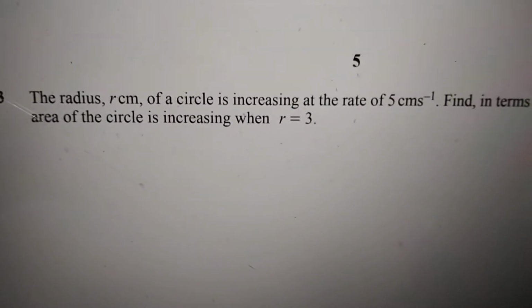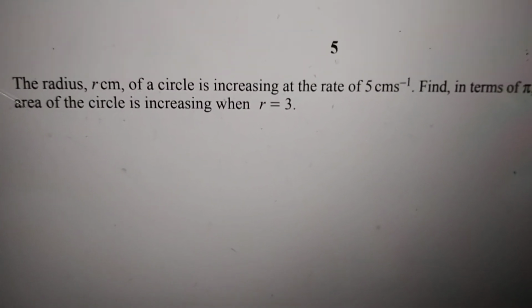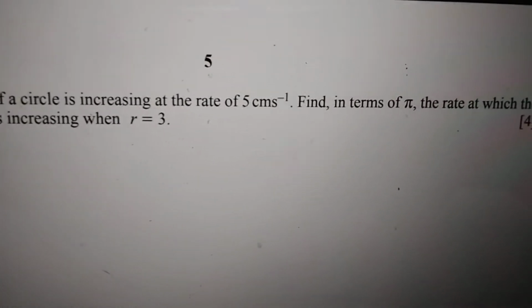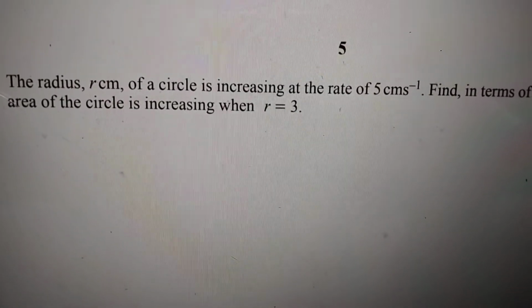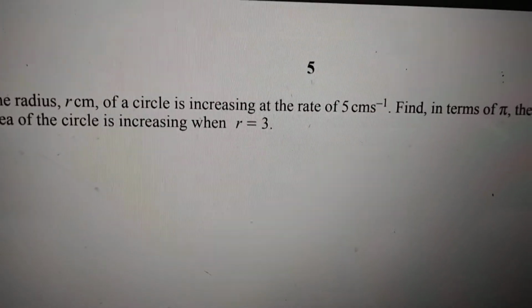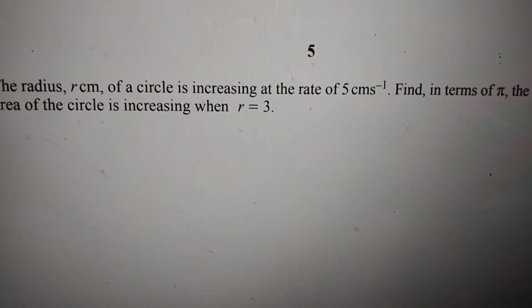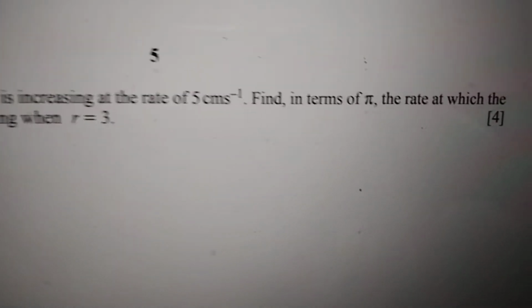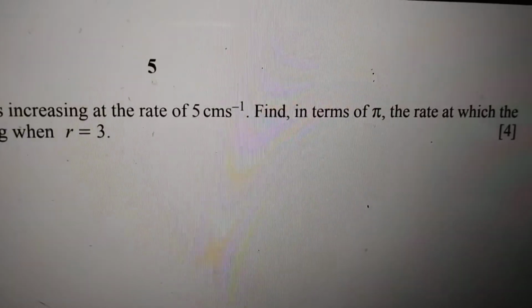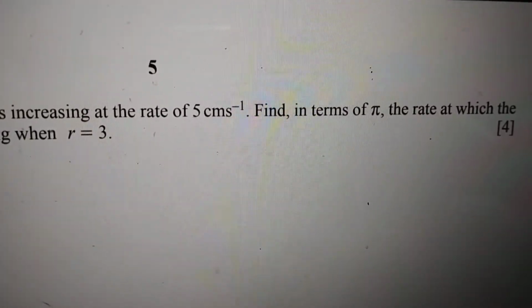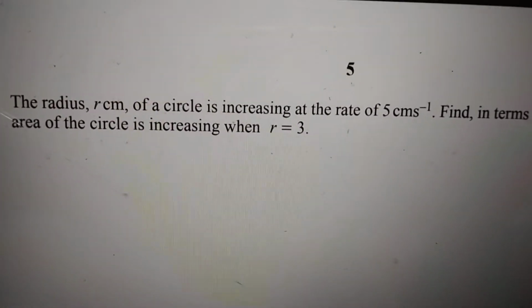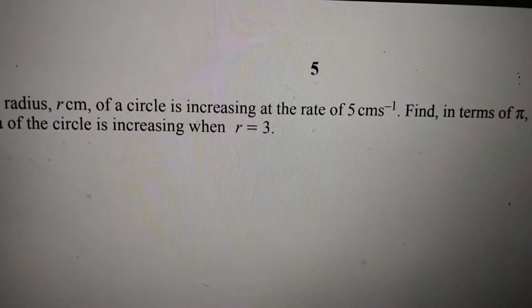The question says that the radius r of a circle is increasing at the rate 5 centimeter per second. Find in terms of pi the rate at which the area of the circle is increasing when r equals 3. So, students, first of all, what do we have to find out? In terms of pi, so we don't have to substitute the value of pi, we keep pi as it is. We have to find out the rate at which the area of the circle is increasing.